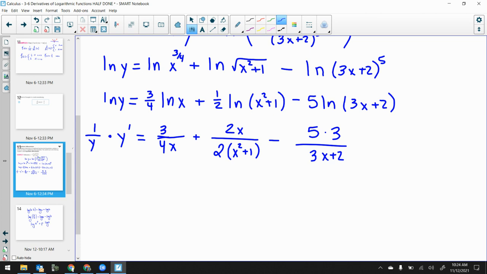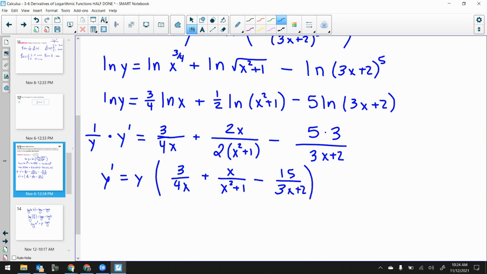Now, the only thing left to do is multiply by y over to the other side, because I want to get y prime alone on the left side. So when I do that, I'm going to get y times this entire thing, 3 over 4x, which I'll reduce now into x over x squared plus 1, minus 15 over 3x plus 2. Now, I would really not like to leave that as an implicit function because we don't need to.